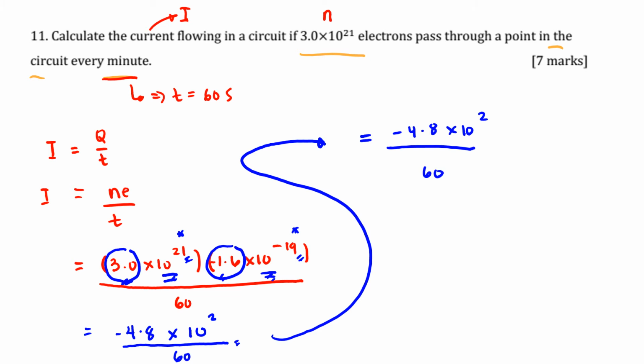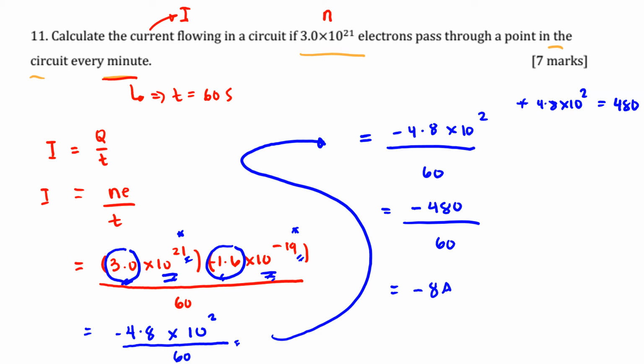Now negative 4.8 times 10 to the power of 2 may be written as negative 480 over 60. Again, take note, 4.8 times 10 to the power of 2 is just equal to 480. And this gives us 480 divided by 60. That would give us a negative 8 ampere.